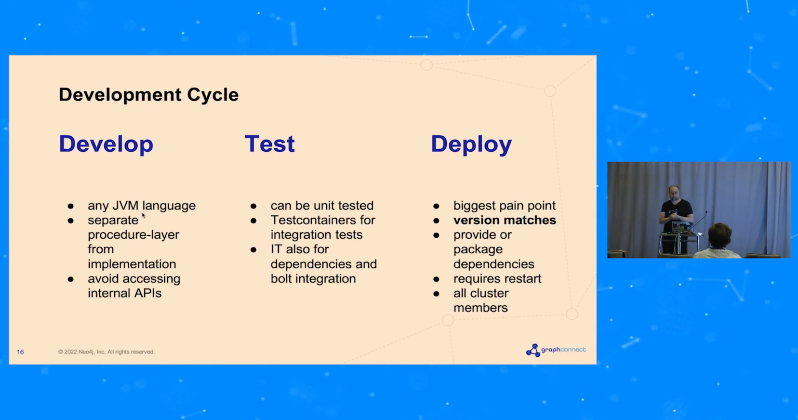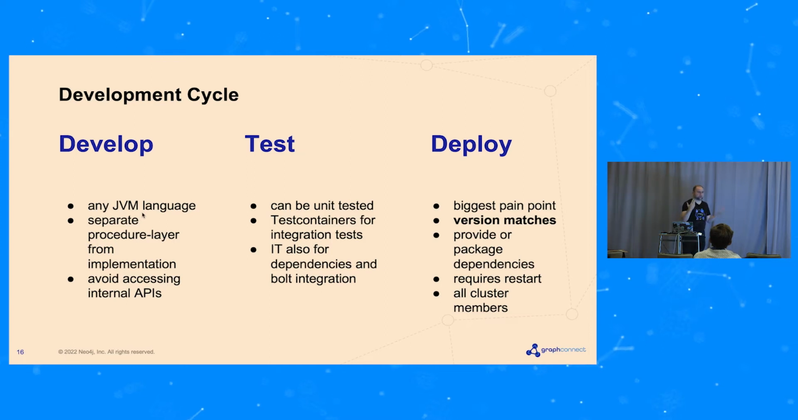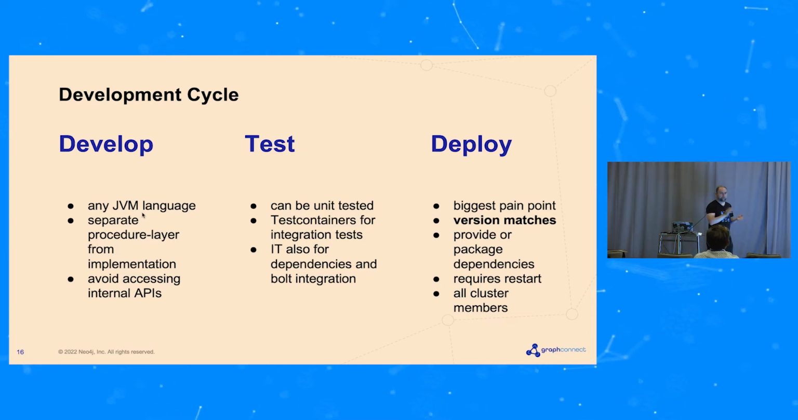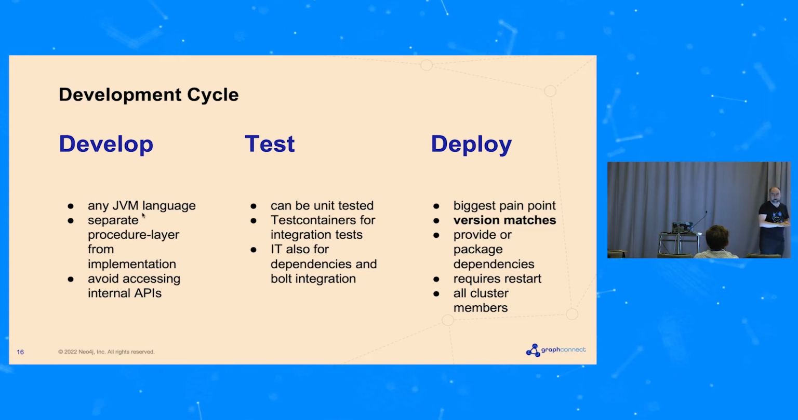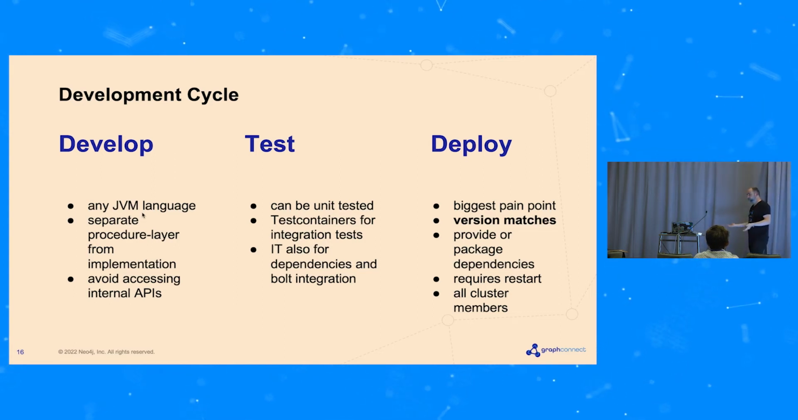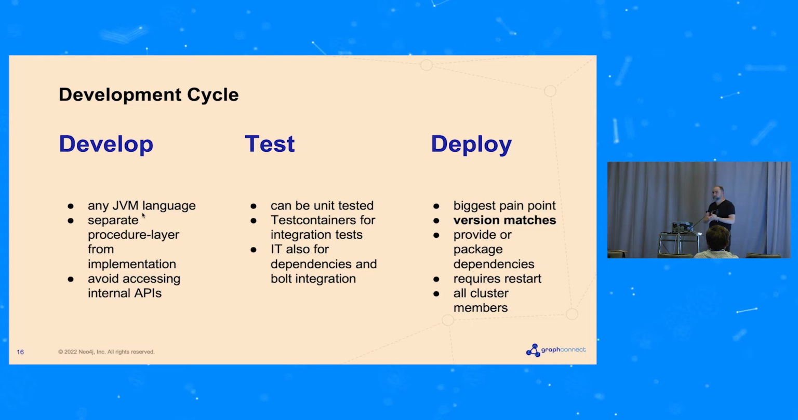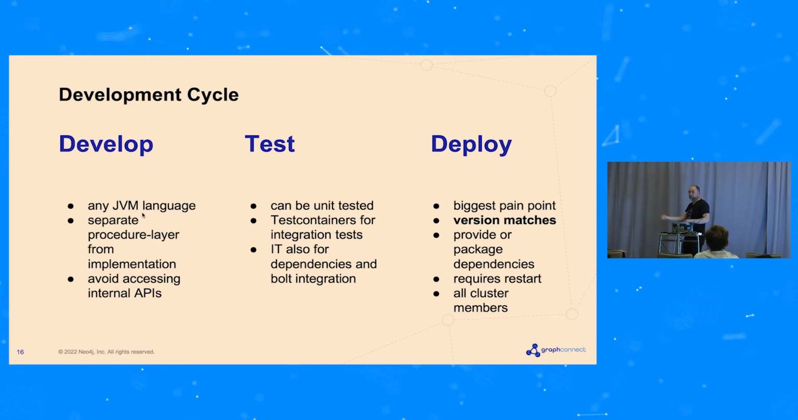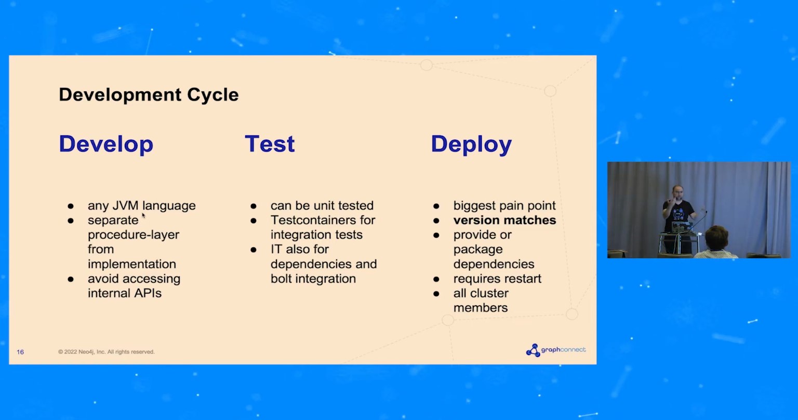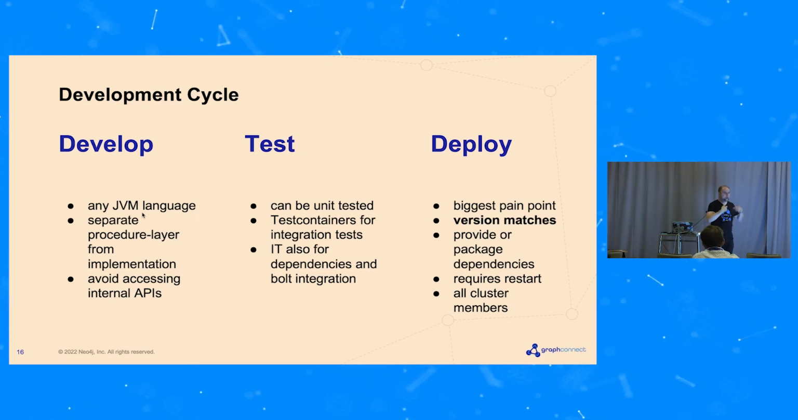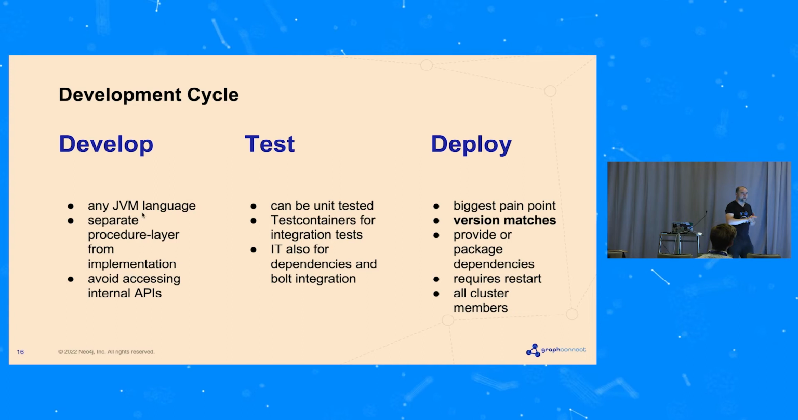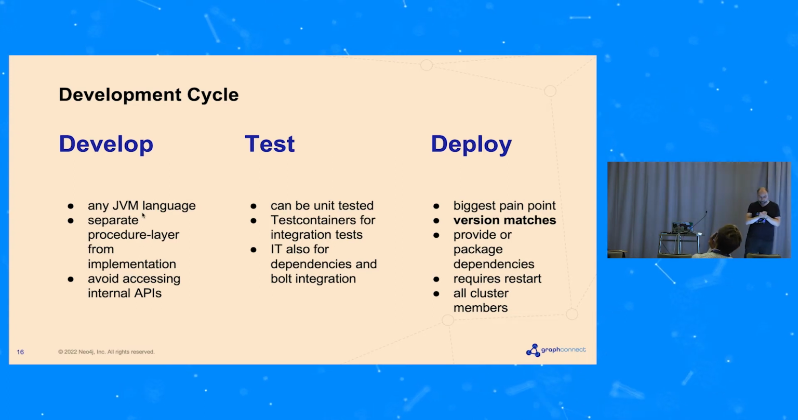I already mentioned testing. Procedures can be easily unit tested the way you would usually unit test your stuff in a JVM infrastructure. If you want to do integration tests, there's a really amazing Testcontainers integration for Neo4j, which uses Docker to spin up instances where you can deploy your procedure jar to the container, run your integration test, and it shuts down the container or keeps it around for the runtime of your test as such.